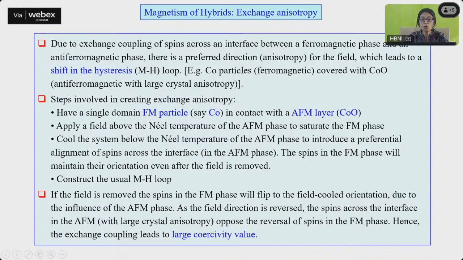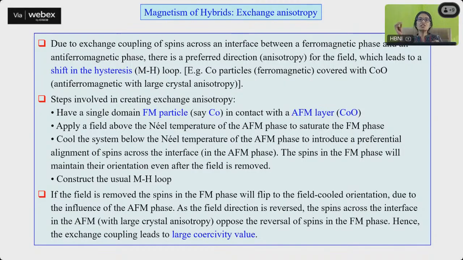You have a single domain ferromagnetic particle, suppose cobalt, in contact with an antiferromagnetic layer like cobalt oxide. You apply a field above the Néel temperature of the antiferromagnetic phase to saturate this ferromagnetic phase. And you cool the system below this Néel temperature of the antiferromagnetic phase to introduce a preferential alignment of the spins across the interface, that is in the antiferromagnetic phase. And the spins in this ferromagnetic phase will now maintain their orientation even after you remove the field.